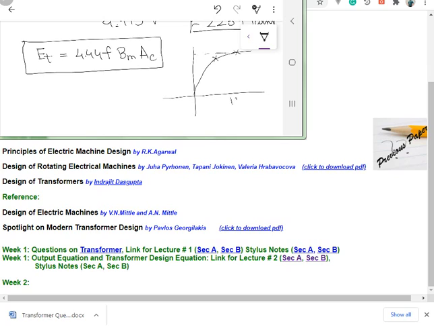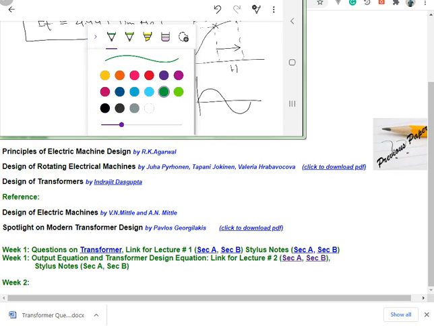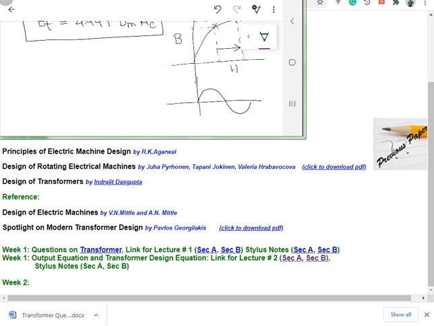Why? Because this is H, this is B. Up till this point this is linear, but afterwards when it goes up till this point, the current waveform does not remain sinusoidal. Let me draw it again, I drew it in the first, it will be something like this. This is a third harmonic current more inside this green color waveform. So the transformer will run, no problem.